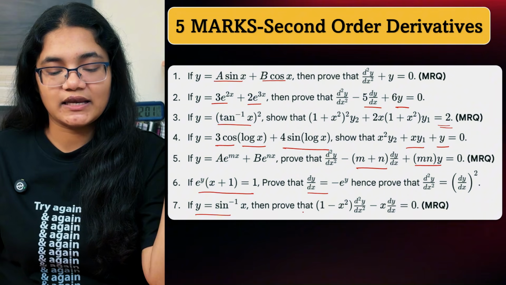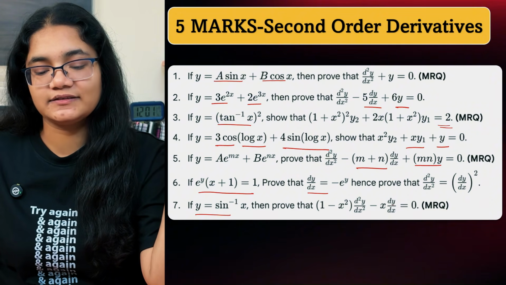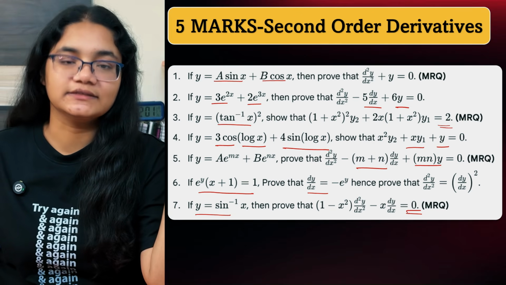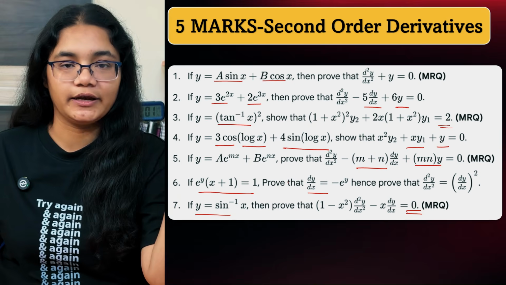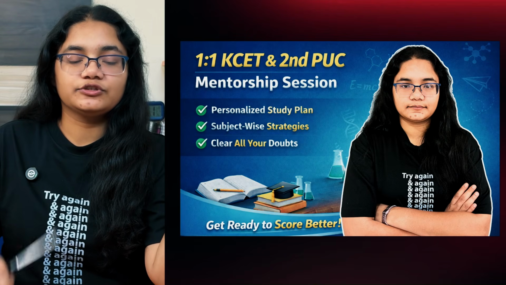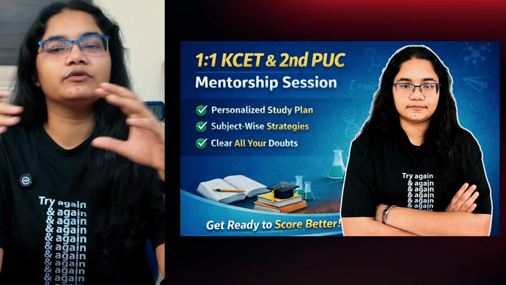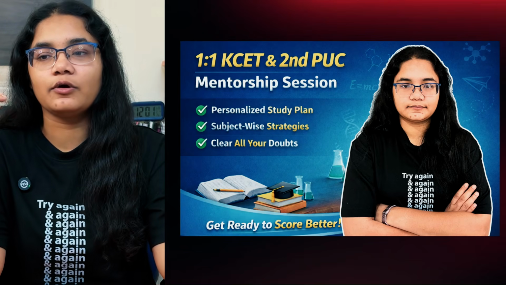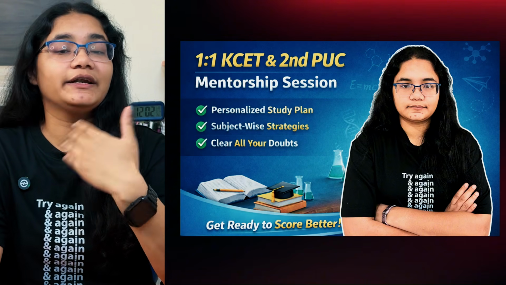If y is equal to sine inverse x, then prove that (1 minus x square) d square y by dx square minus x into dy by dx is equal to 0. Okay, so just find this value first and then substitute here and calculate, right? Okay, children, these were the most important questions from continuity and differentiability. As I told you, it is a vast syllabus. You cannot solve each and every question, but focus on solving different types of questions.